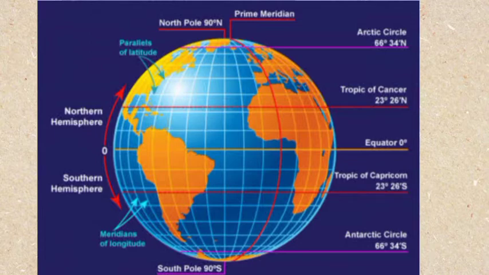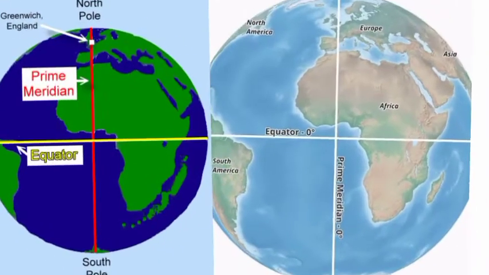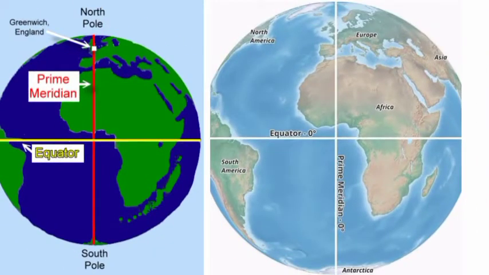Now, what are the similarities between lines of latitude and lines of longitude? Both lines are imaginary lines drawn on the globe. Both are measured in degrees. Both are used in location of places. And they both contain great circles.